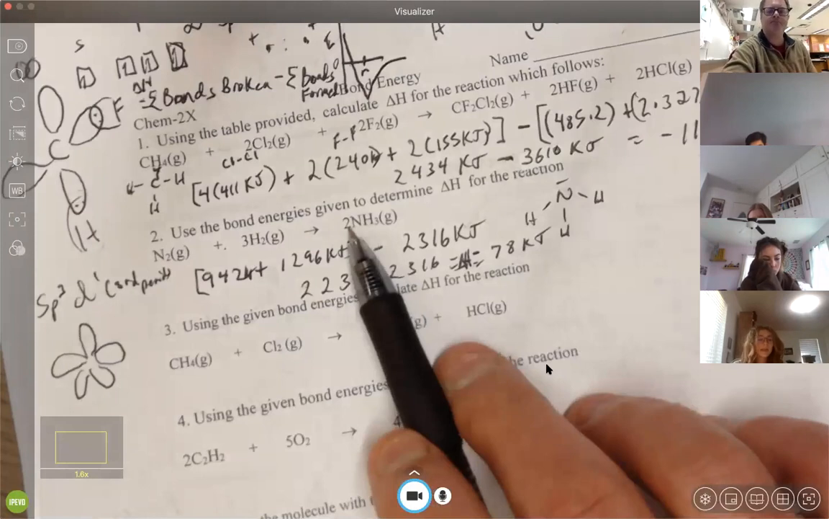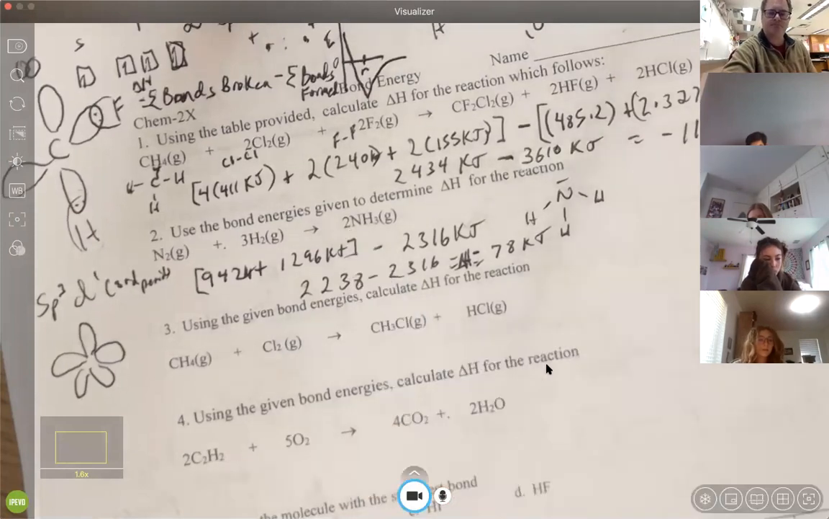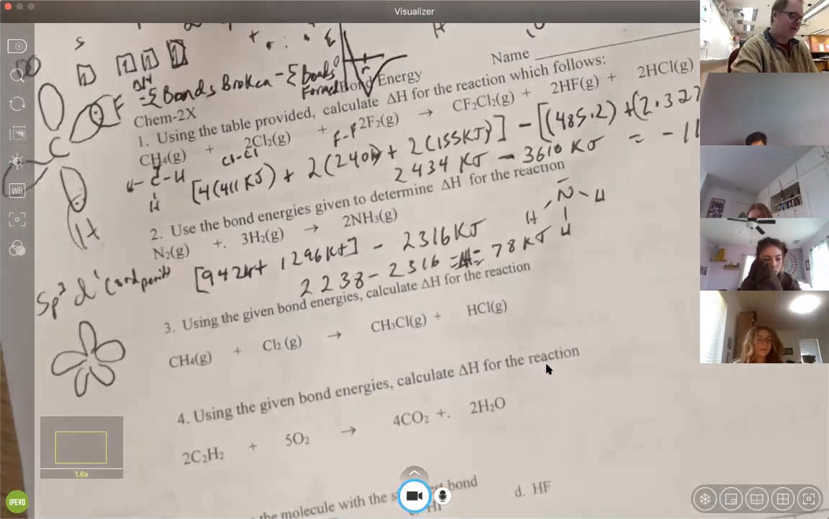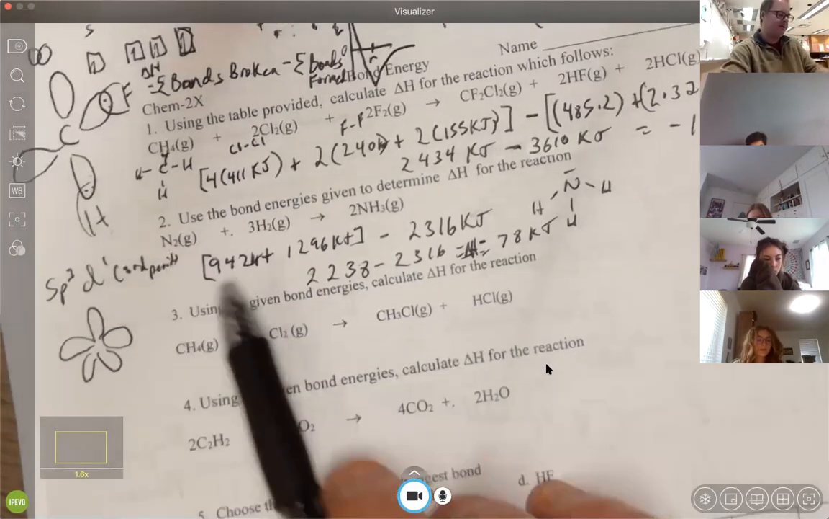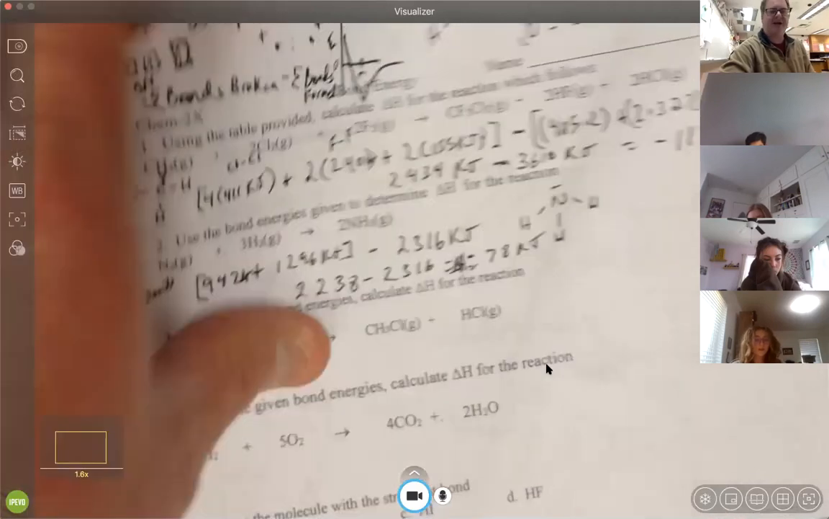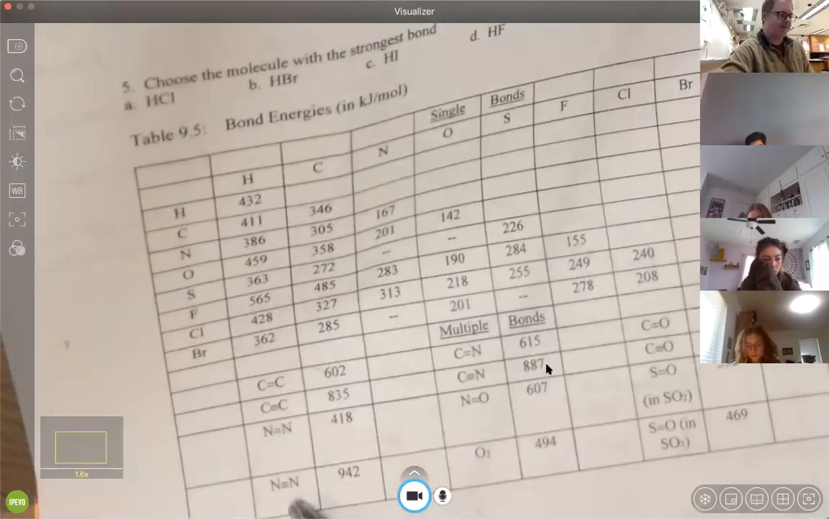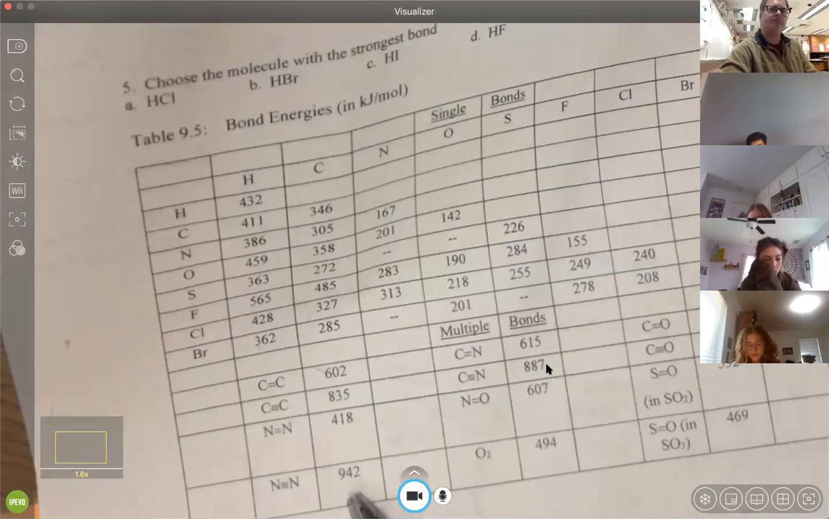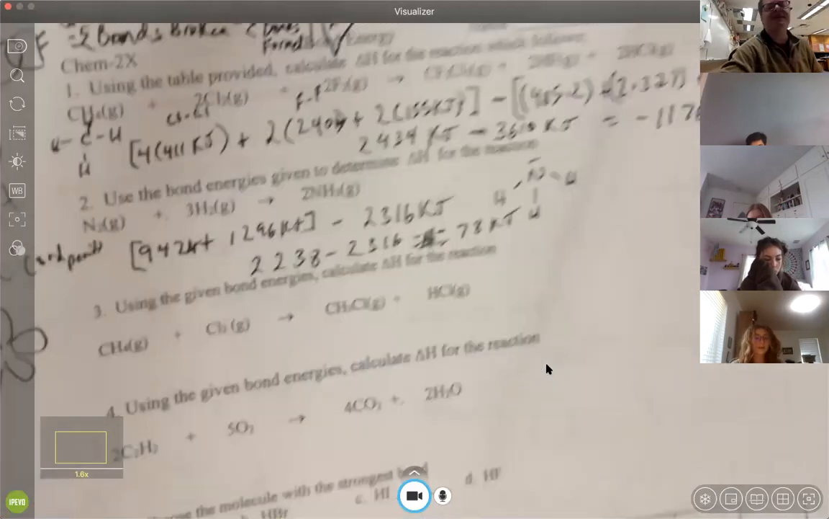Oh, so that's why N only has 1, because it's a triple bond, so you only use 1 number? Yeah, we have the reading for the triple bond. Okay, so these numbers are the energy for the bonds. Yes, they are the bond energies. Yep.